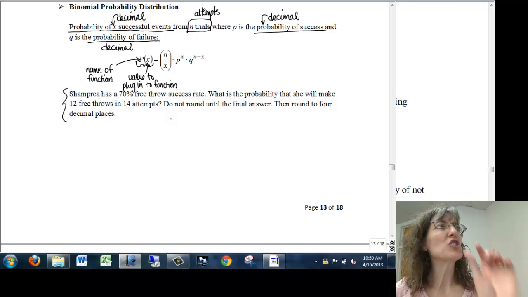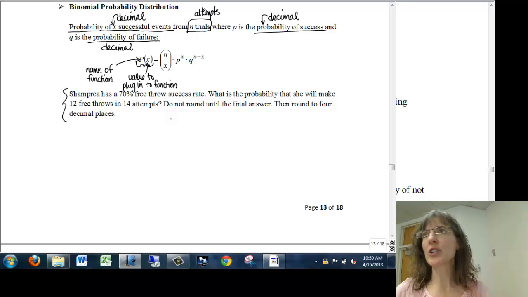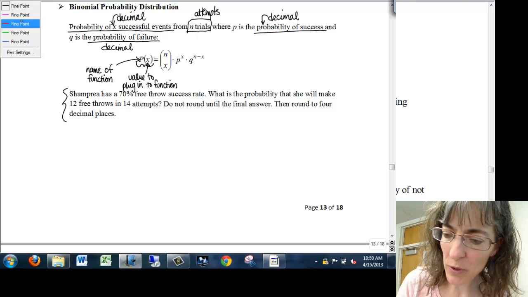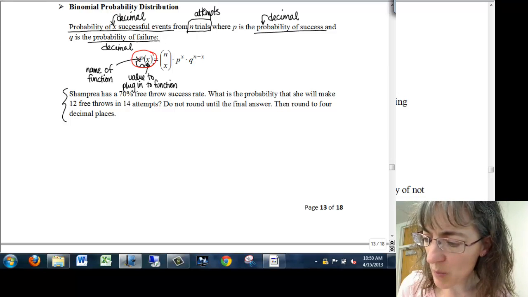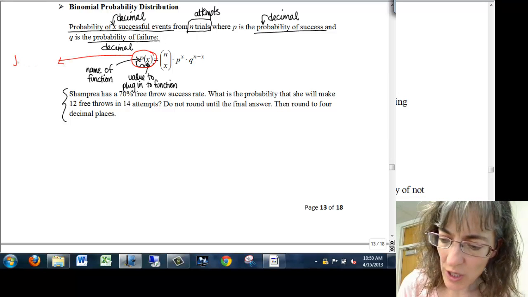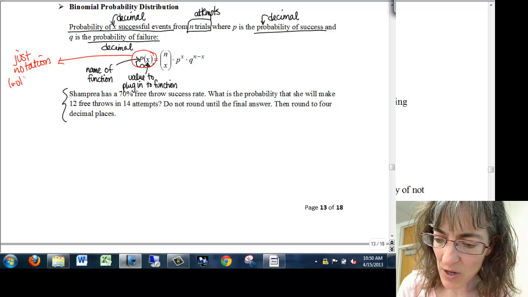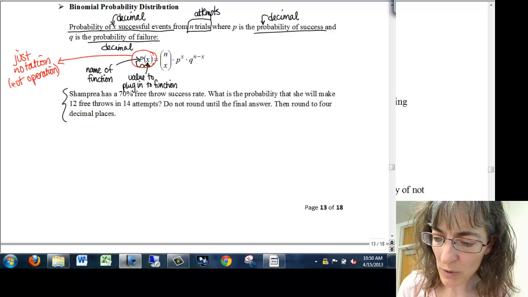Okay, so it's just notation. It's not instructions to multiply or anything like that. Just notation. So put whatever on your paper so that you know this part here is just notation. And that means it's not operations like add, subtract, multiply, etc.